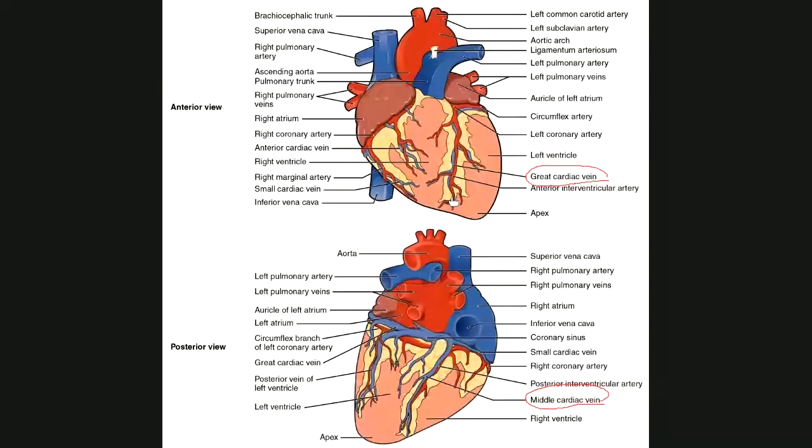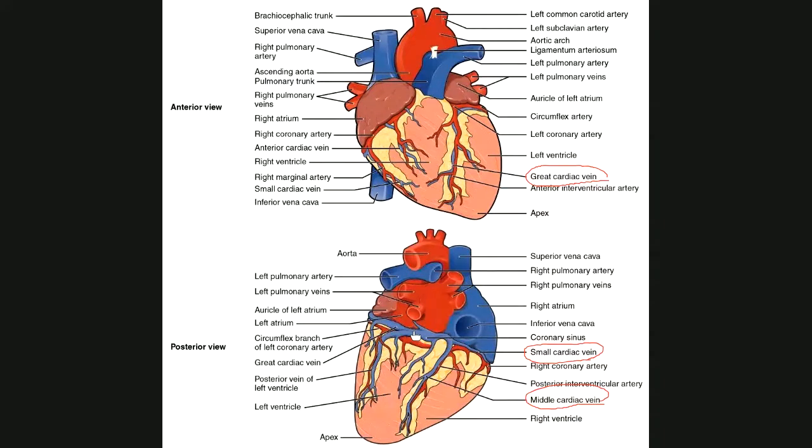One of them is in the back of the heart, on the right side, and the other one is still in the back of the heart, but on the left side. The one which you can see on the right side is smaller than the one on the left side. So the right one is called the small cardiac vein. This is the small cardiac vein. And the other one on the other side is this one.